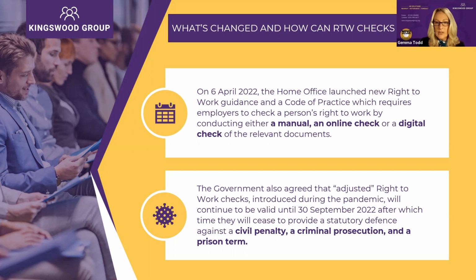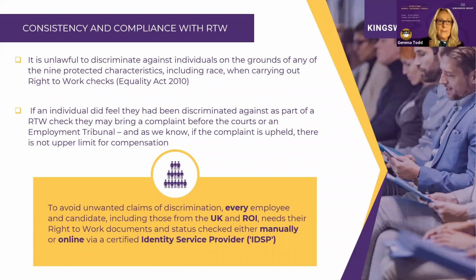So before we move on to look at the three types of checking processes in more detail, the check, obtain and retain, I just want to highlight a point about discrimination during the right to work process. As I'm sure you all know and are very familiar with, the Equality Act 2010 clearly sets out the nine protected characteristics which prevent discrimination in any way, shape or form.